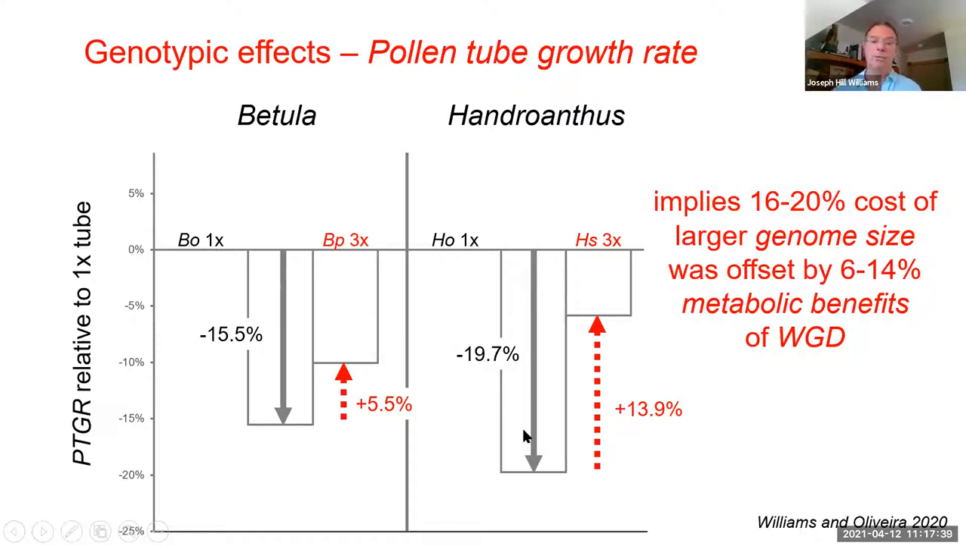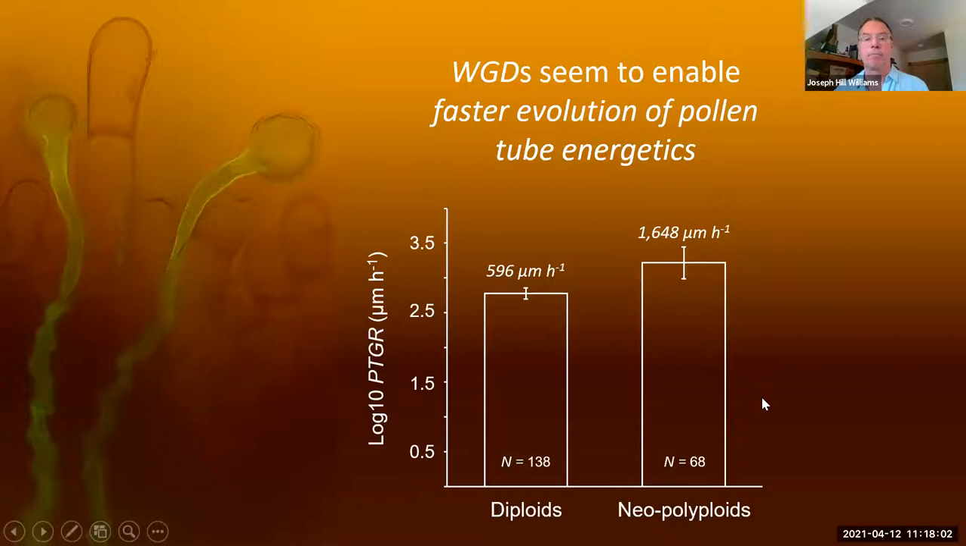Nucleotypic effect, the effect of genome size, increases the amount of work, reducing your pollen tube growth rate, but you also had some effect from having doubled the amount of genes. And that's consistent with findings that when you duplicate a whole metabolic network of genes, you can get positive benefits. So it looks like whole genome duplication seemed to enable faster evolution of pollen tube energetics, at least in terms of explaining the fact that there's a penalty to polyploid growth in terms of the amount of work to do, but polyploids seem to evolve faster growth rates.